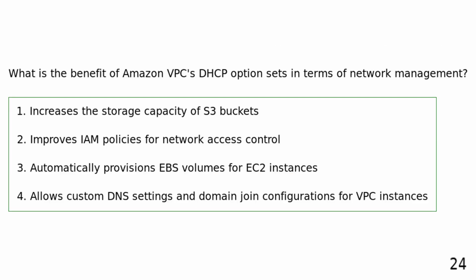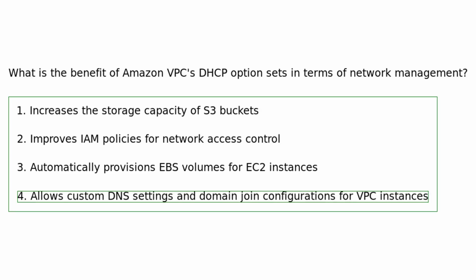What is the benefit of Amazon VPC's DHCP option sets in terms of network management? Increases the storage capacity of S3 buckets. Improves IAM policies for network access control. Automatically provisions EBS volumes for EC2 instances. Allows custom DNS settings and domain join configurations for VPC instances.